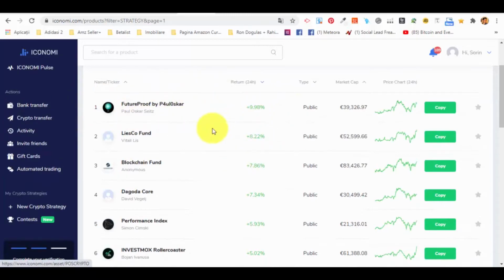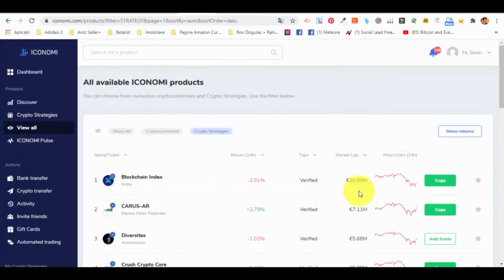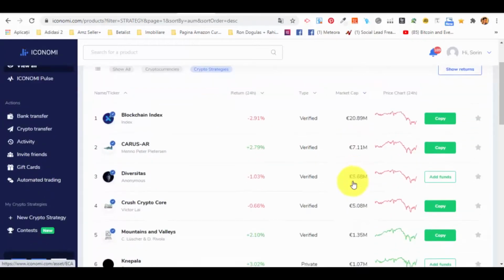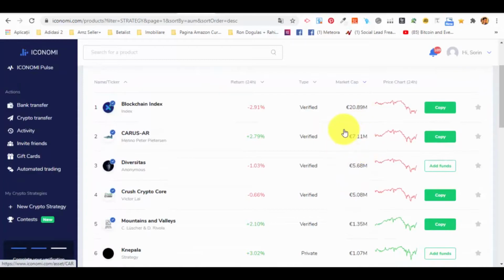Okay, and we can see all of the strategies here. It shows the return on the last 24 hours and so on. Now, what we are looking at is the market cap. If the market cap is high, in our opinion, we have a big chance that our strategy is better for the long term.